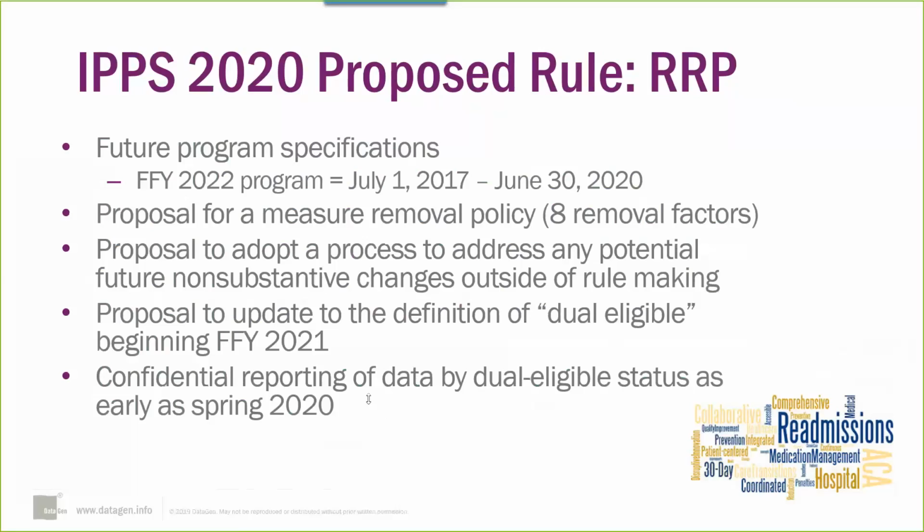But for example, this is something CMS uses in the rule as a change that they can make outside of the rule-making process because it doesn't affect hospitals that much, and I'll talk about that in a couple minutes. And then the final proposal for the readmissions reduction program is just that CMS is going to be releasing some confidential reports of data, hospital-specific reports by dual eligible status as early as spring 2020. And again, I'll talk about the details of these in just a minute.